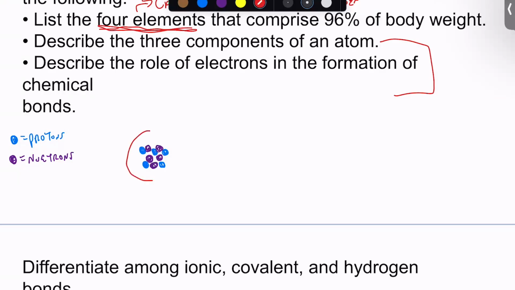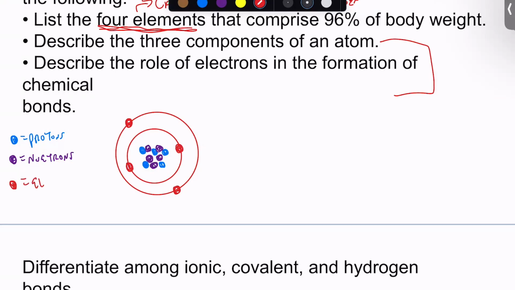And then what you have are these little shells along the outside, and these are going to have these guys called electrons. So electrons carry a -1 charge. Protons carry a +1 charge. Neutrons are going to be chemically neutral.